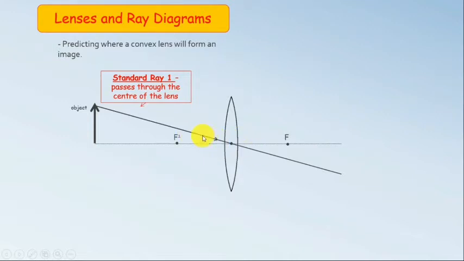And what happens to it? Look, it continues moving in a straight line. No refraction, no bending, only for this case. When the line moves straight, passing through the center, it will continue moving in a straight line without any bending. This is the first ray. You have to draw it. Standard ray 1 passes through the center of the lens.